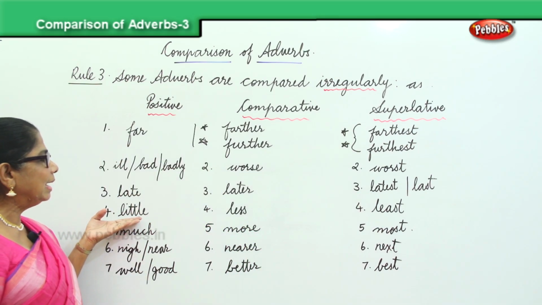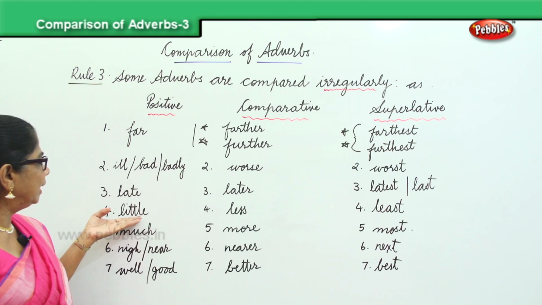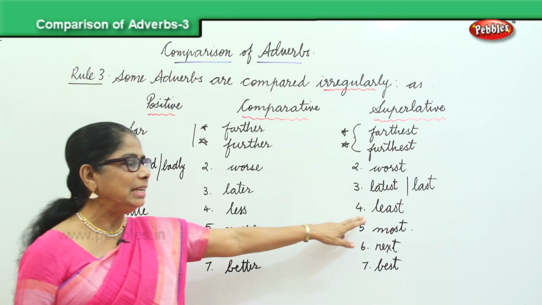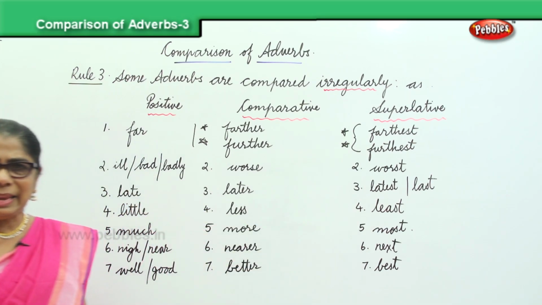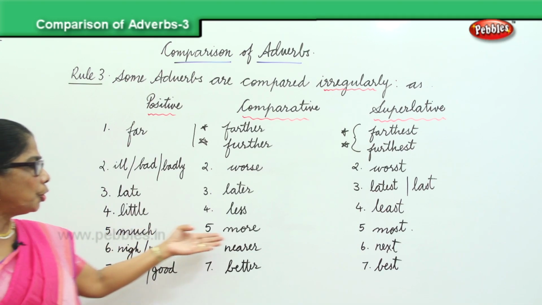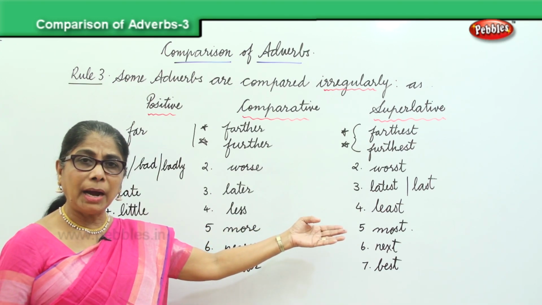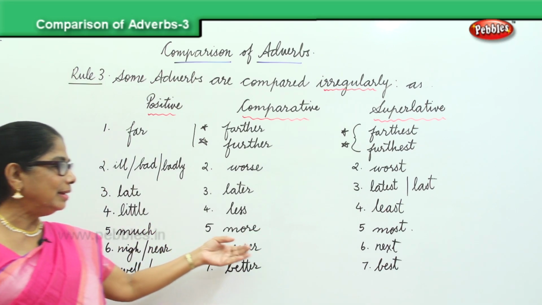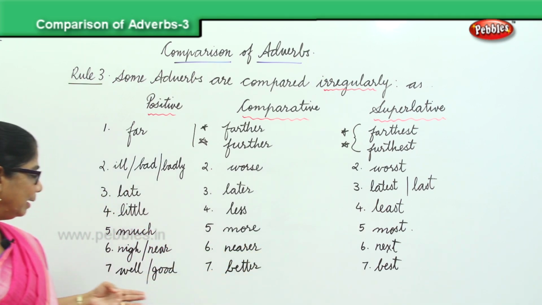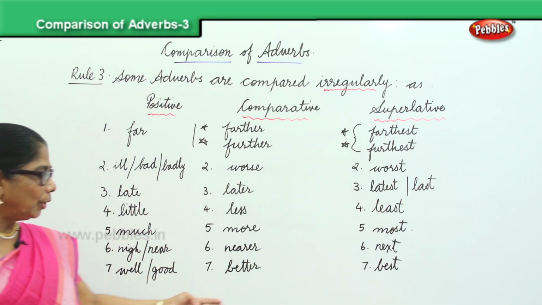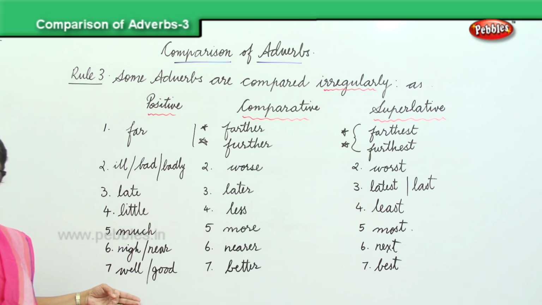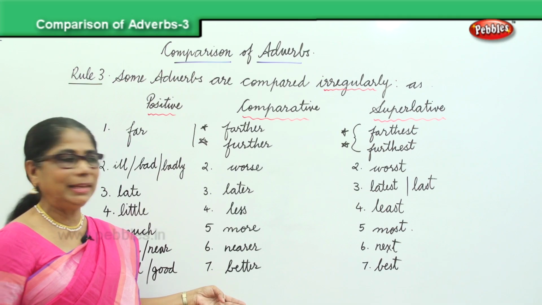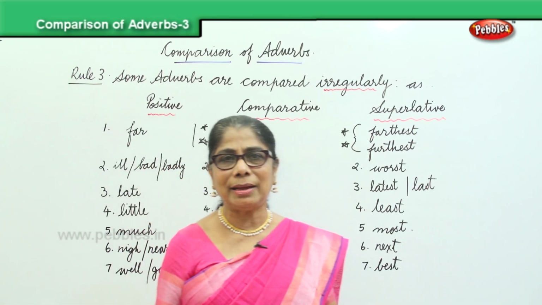Little. Please give me a little bit of chocolate to eat. He gave me less. I've got the least bit of chocolate. So little, less, least; much, more, most; nigh and near, you have nearer, next. And the last one, well or good, you have better. I feel well today. I feel very good today. I feel better. By evening, I feel best tonight.